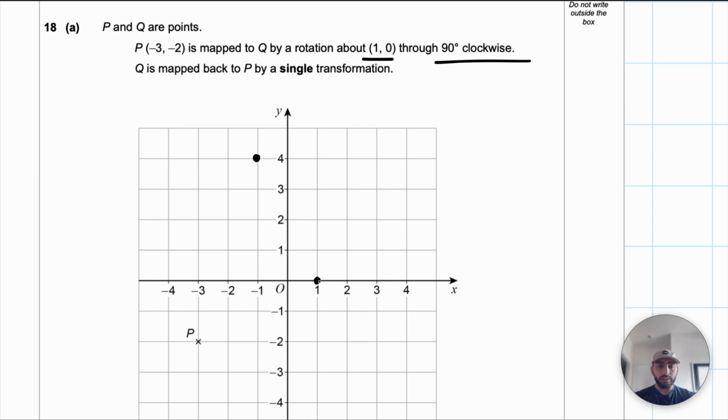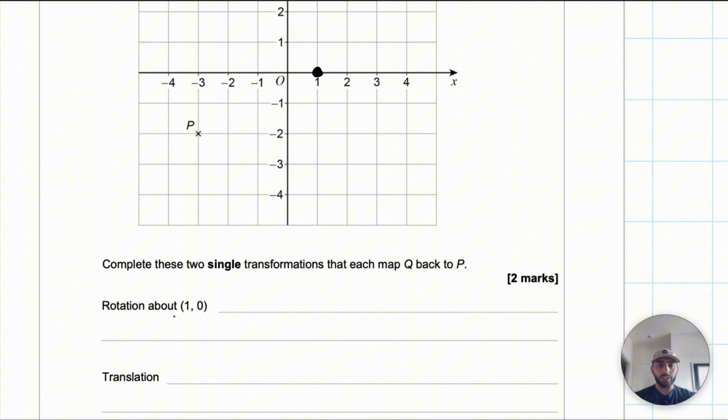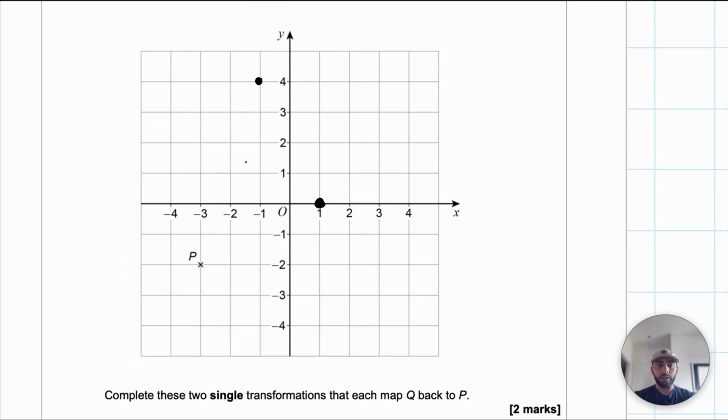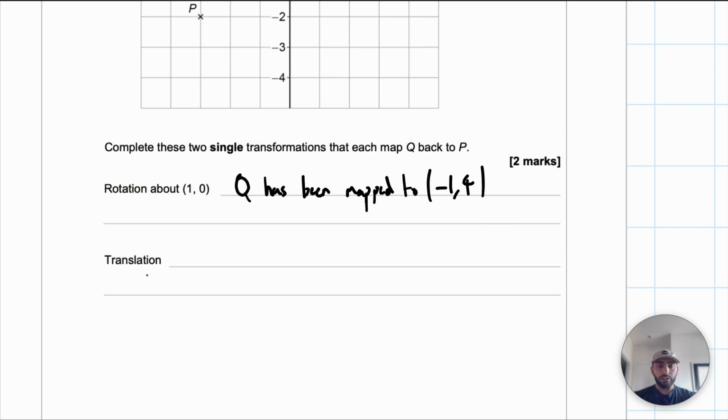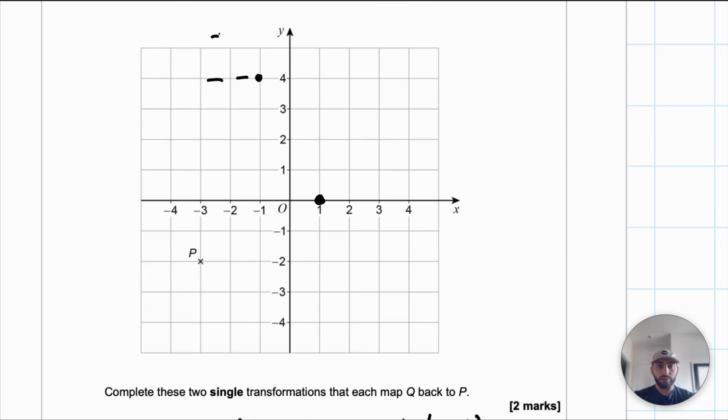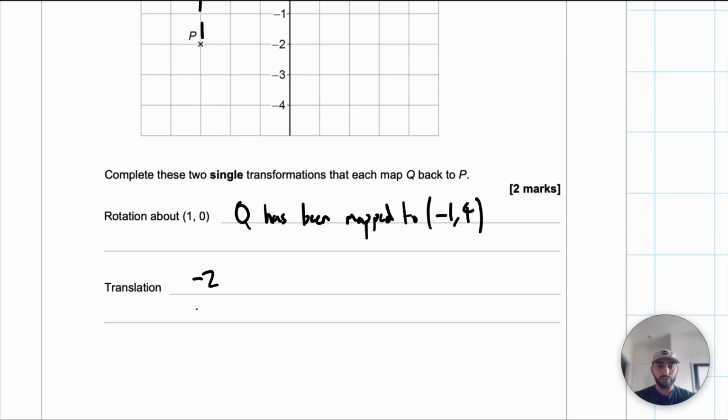The way I'd recommend doing this is you put your tracing paper, you cross out that, you put your pencil on this point, and then you rotate it 90 degrees, and it would end up here. We've done the first part, which is the rotation about 1, 0. We can say Q has been mapped to, that was -1, 4. For the translation, we're going to slide it left by 2 and down by 1, 2, 3, 4, 5, 6. So down by 6. Because it's left, it's -2, and because it's down, it's -6. So -2, -6.